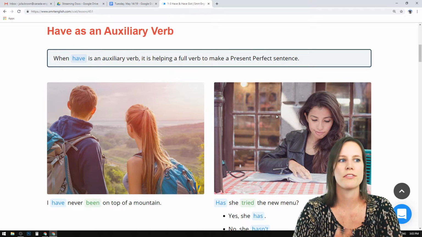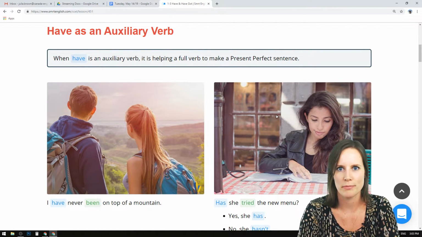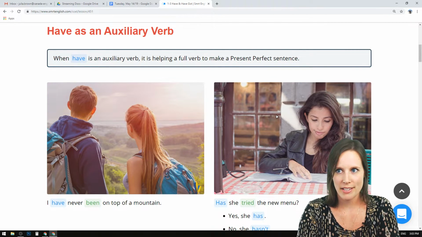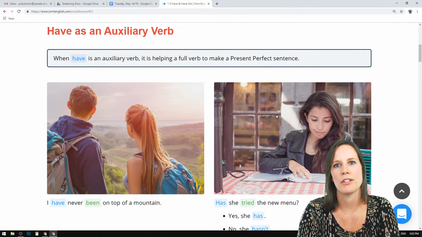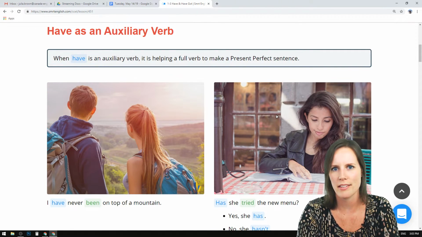To start off, we'll talk about using have as an auxiliary verb. Okay. When have is a helping verb, we are using it to create the present perfect tense. And this is probably review for most of you, okay?